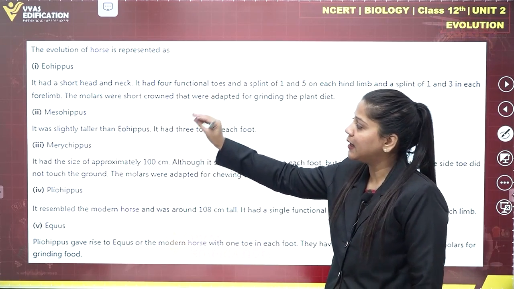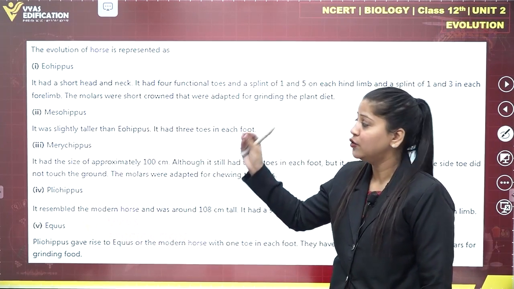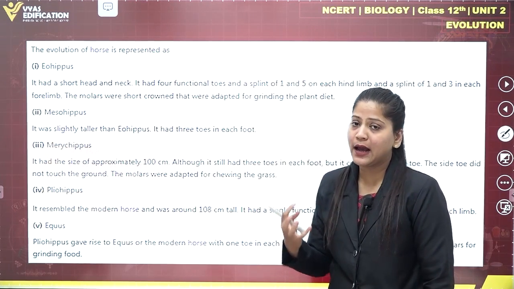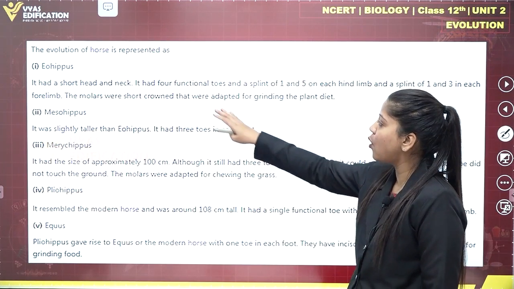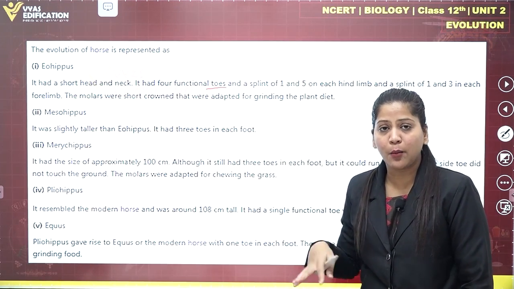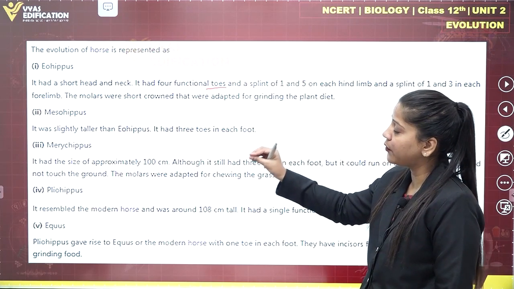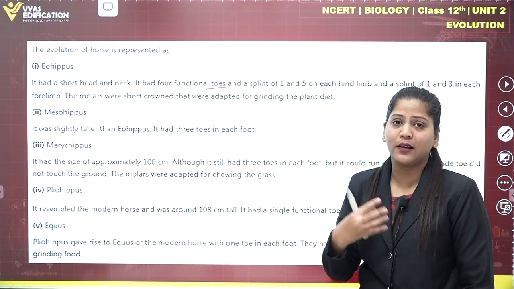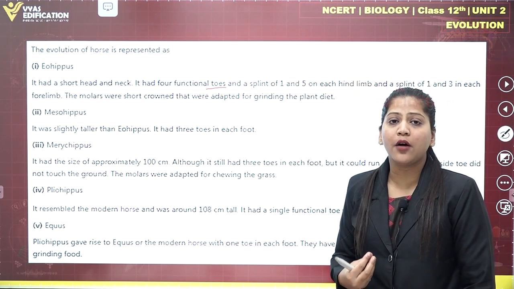Eohippus had a short head and neck. Then it had four functional toes. Four functional toes are also present in the modern day horses. First, we're talking about Eohippus, that is the ancient fossil or ancient organism of horses.